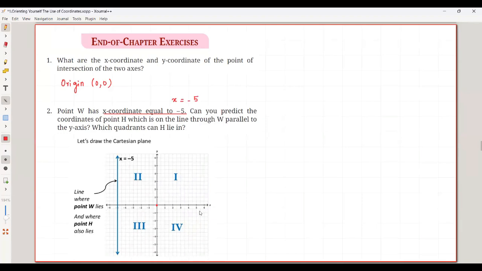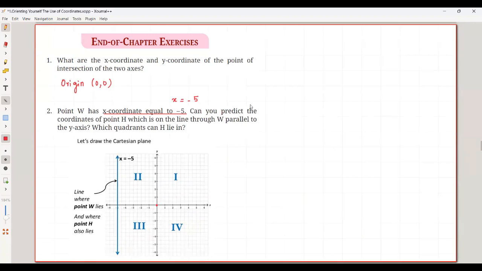First you draw the x-axis and y-axis. Then x is equal to -5 means just draw the line on x is equal to -5. So draw the line, and it will be parallel to the y-axis.